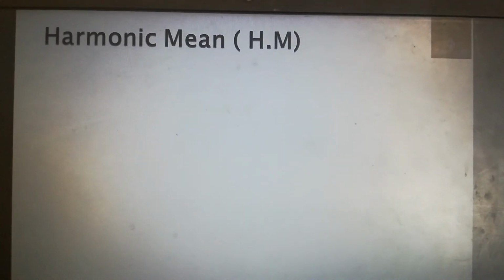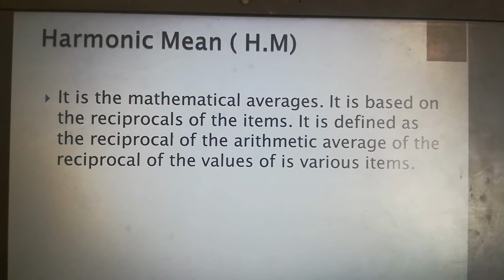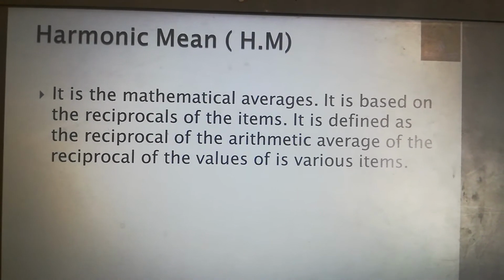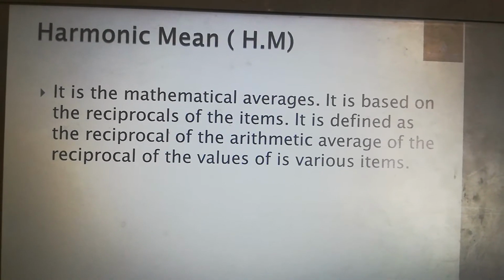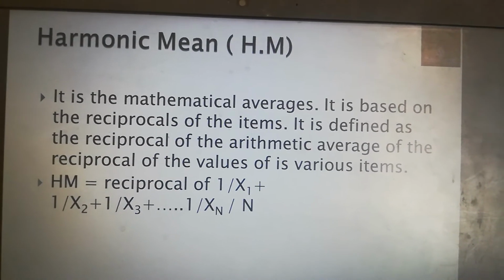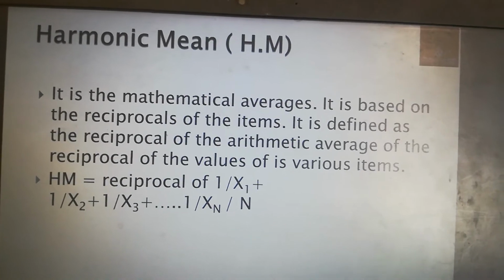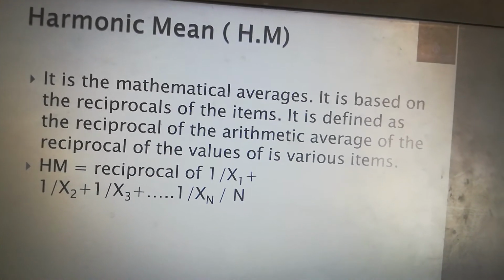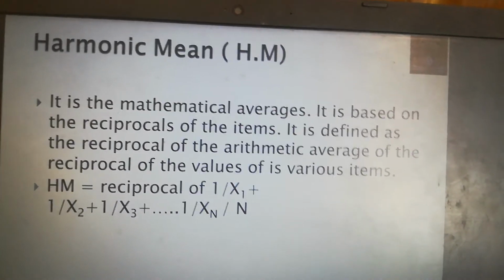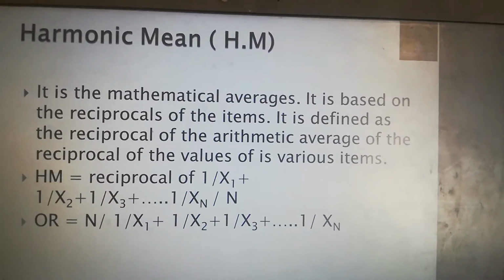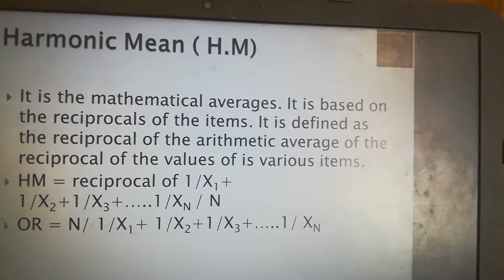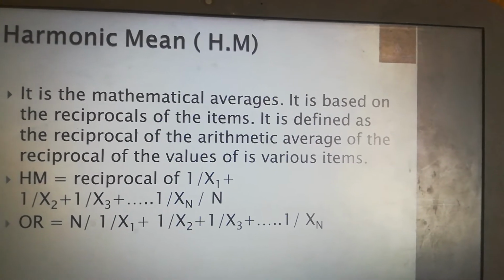Okay, so next is the harmonic mean. What do you mean by harmonic? It's the mathematical average based on the reciprocal of the items, and it is calculated as the reciprocal of 1 by x1 plus 1 by x2 plus like that 1 by xn divided by total number n, or n divided by 1 by x1 plus 1 by x2 plus 1 by x3.